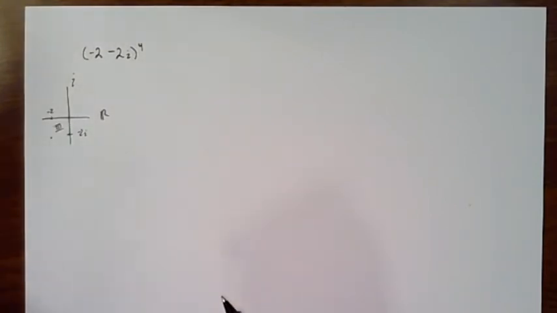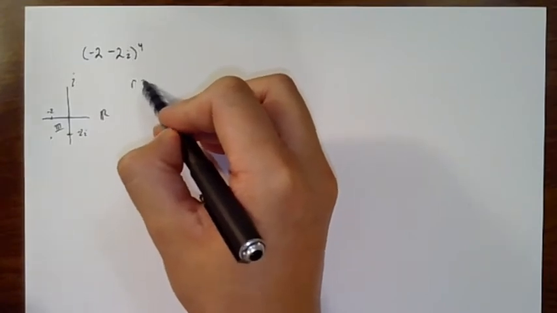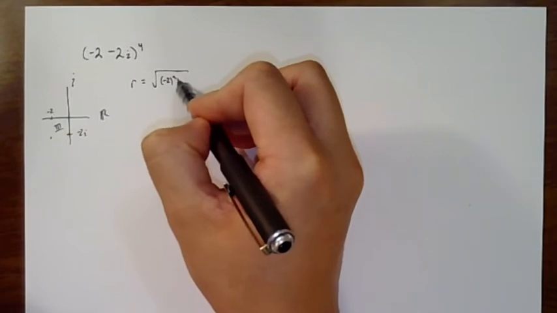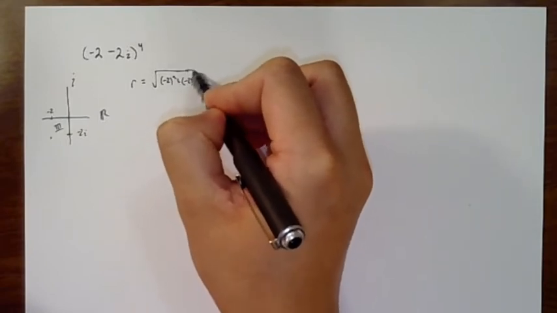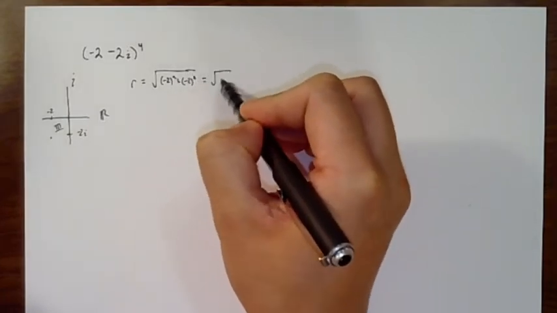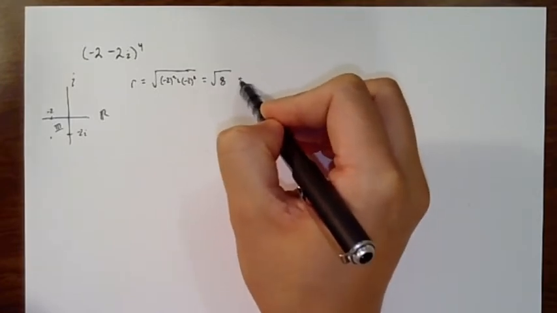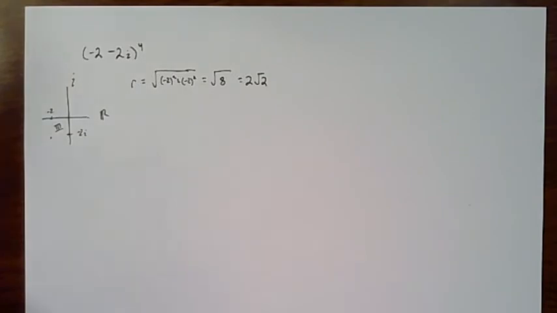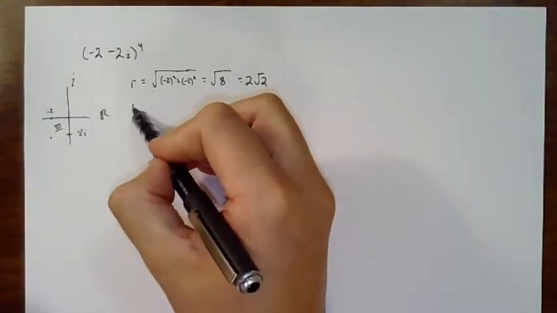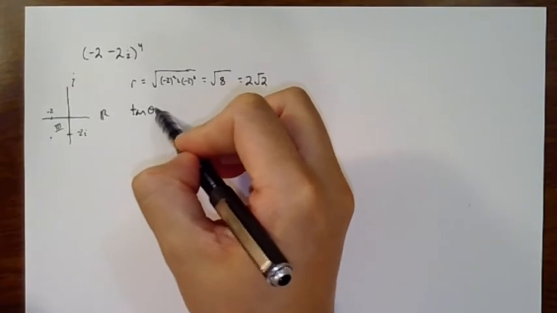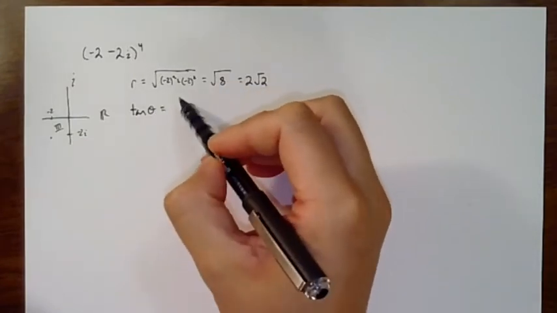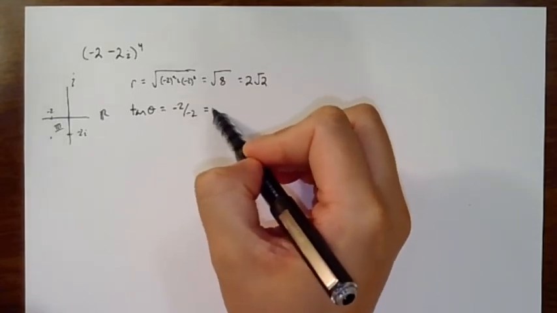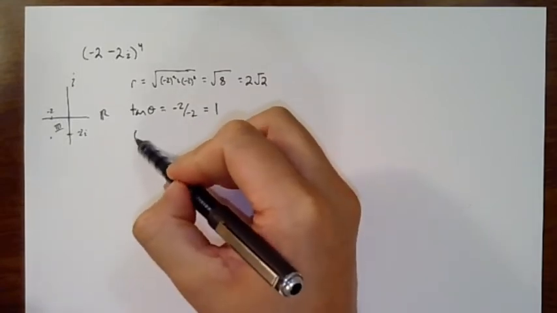Okay, so we're going to find our r, which is the square root of (-2) squared plus (-2) squared, square root of 8. If we reduce that, that is 2 root 2. Okay, so we need to find our theta. We'll find tan theta first. So tan theta is -2 over -2. This is just 1. What does that make theta?